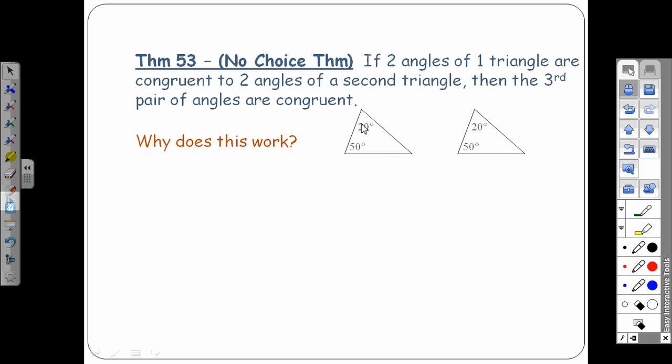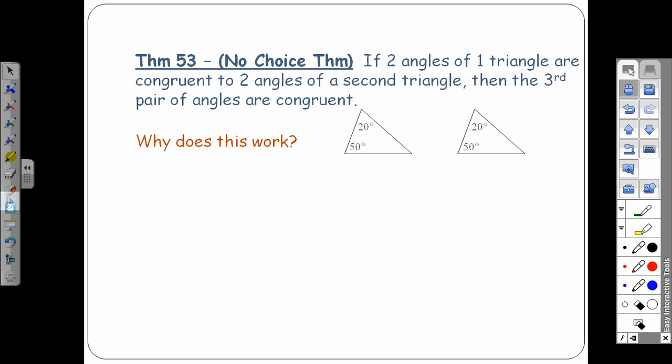Well, let's think about this. 20 and 50 add up to be 70. So if you subtract 70 from 180, that means this has to be 110 degrees. Obviously, my diagram does not match up with that, but we'll go with what the numbers say. Okay, so same thing over here. 20 plus 50 is 70. 70 from 180 was 110. So these two angles ended up being the same measure. So that is the no-choice theorem.